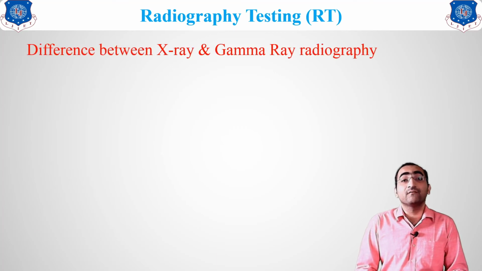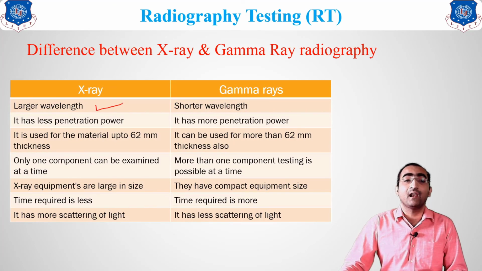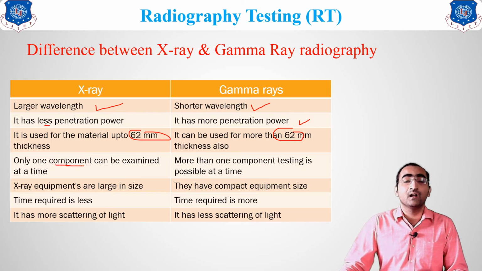Now what are the differences between X-rays and gamma rays? Let us discuss. X-rays have a larger wavelength, gamma rays a shorter wavelength. Due to the larger wavelength, the penetration power of X-rays is less; they cannot penetrate deep inside. For gamma rays the penetration power is more, so more than 62 mm can be inspected. With X-rays, we can only find defects up to 62 mm thickness, and only in one component at a time.